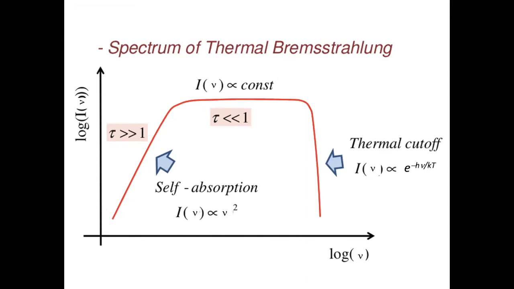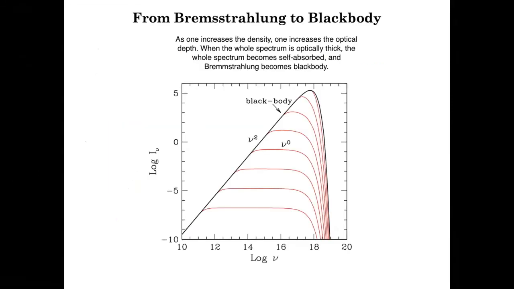Now you can imagine what is going to start to happen as you increase the density, as you start to make the spectrum more and more optically thick. As the medium gets optically thicker, the self-absorption starts to eat away the constant intensity plateau, the flat part of the spectrum, the optically thin part of the spectrum. So the Bremsstrahlung starts to become more and more like a black body.